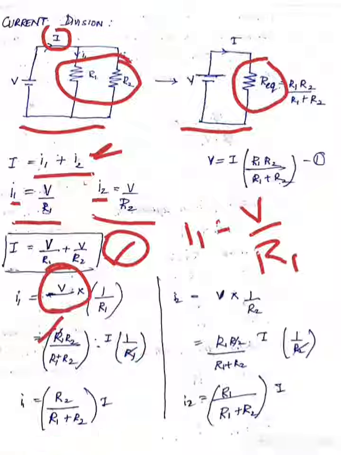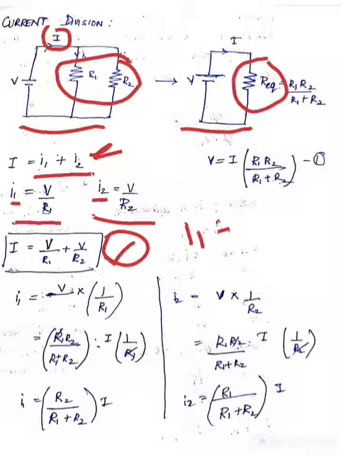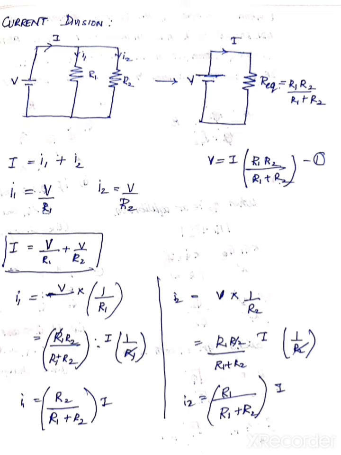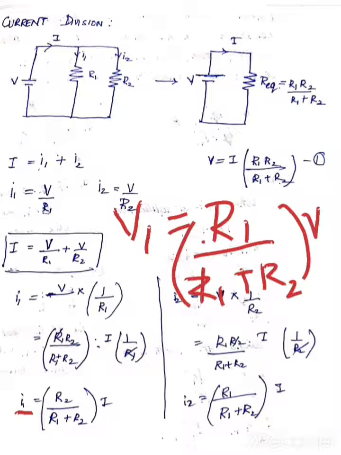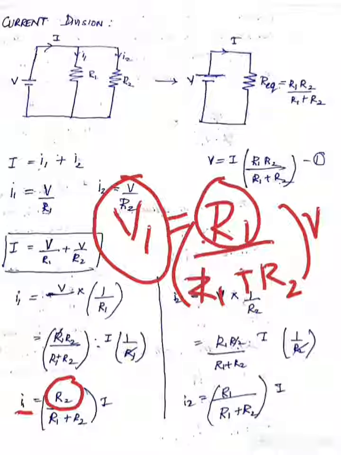This is exactly the opposite of what we got in the voltage division rule. In the voltage division rule, we got the final expression as V1 is equal to R1 by R1 plus R2 into the total voltage V, right? In this case, to find current I1, R2 is in the numerator, while for finding the voltage drop across V1, R1 is in the numerator. This is the main difference between the current division and voltage division rule formulas, okay?